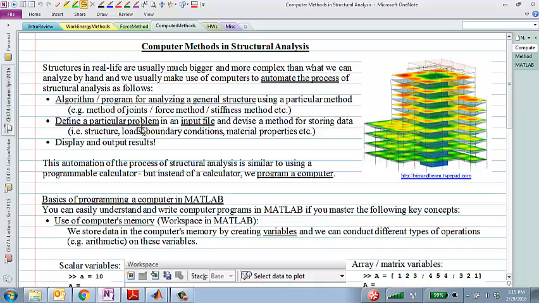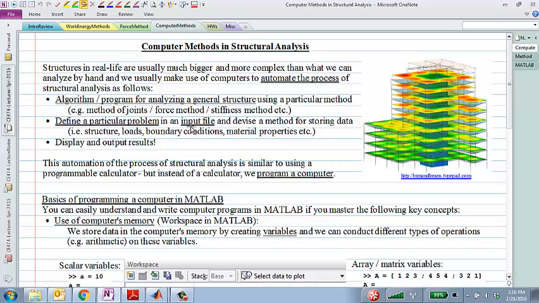The second important ingredient to be able to write a computer program is to somehow come up with a scheme to store information about a particular structure in the computer. In this case, for example, I'll show you examples of input files for a different truss. For different truss problems, you would have different input files. Your algorithm would work on one input file and give you the solution for that truss.